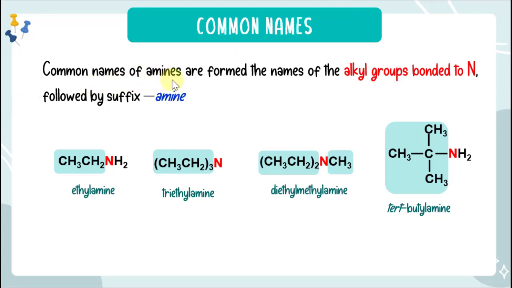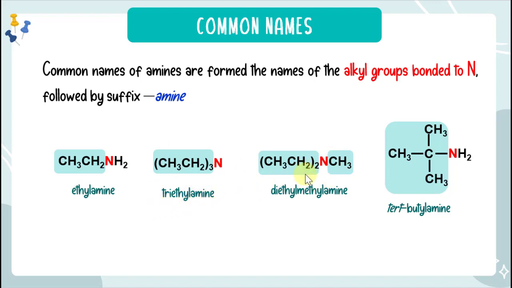The common names of amines are from the names of the alkyl group bonded to the nitrogen followed by the suffix amine. For example here, CH3CH2NH2. We have ethyl bonded to the nitrogen atom, so the name will be ethylamine. For the second structure, we have three ethyl groups bonded to the nitrogen. We can use the prefix tri. Since we have triethyl, it will become triethylamine.